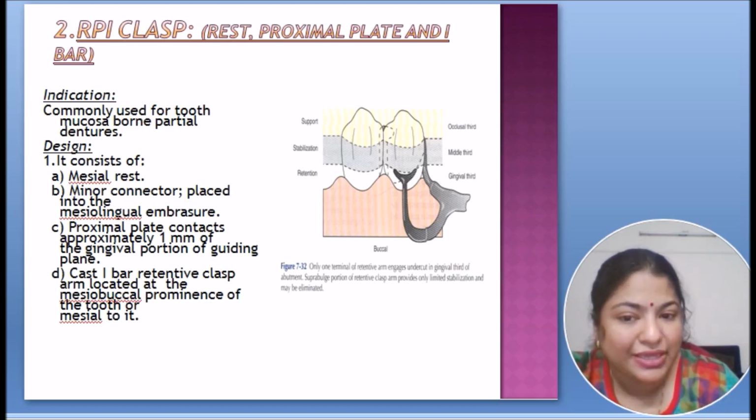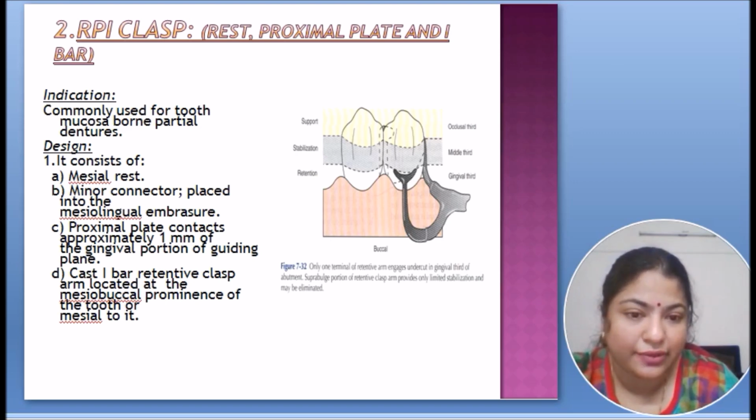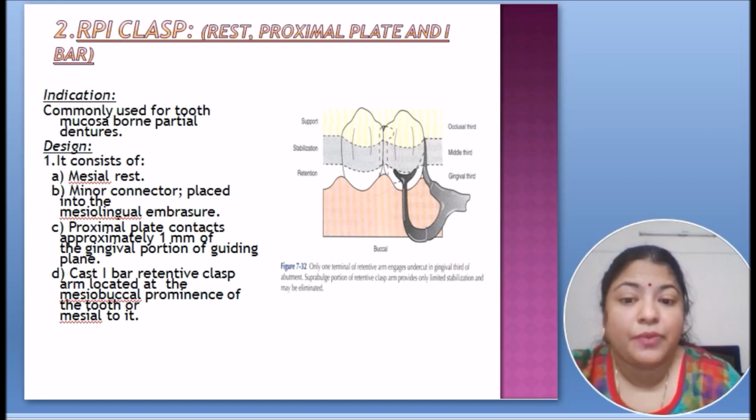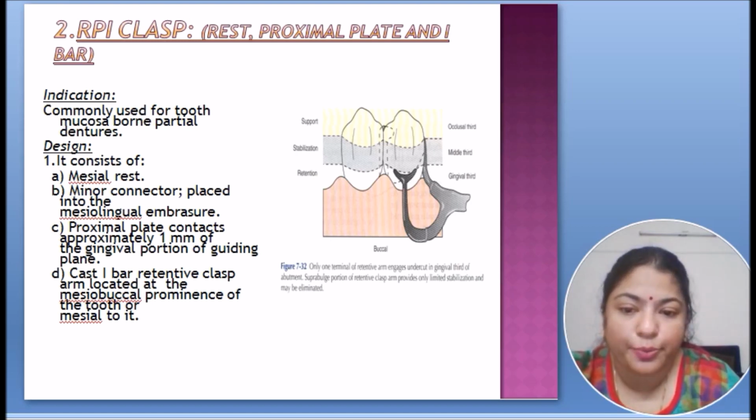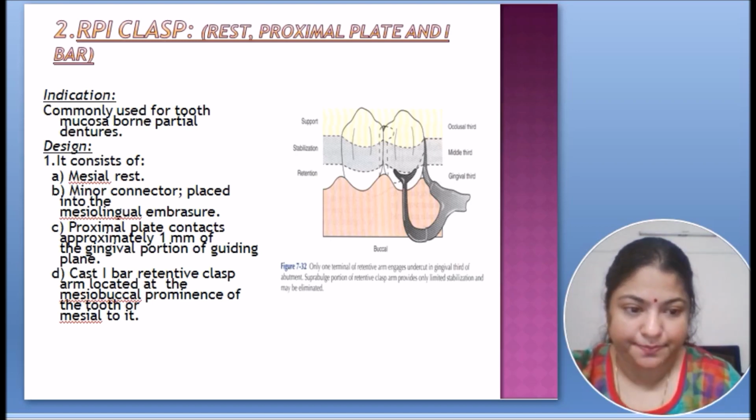It consists of a mesial rest, a minor connector placed into the mesiolingual embrasure, and a proximal plate which contacts approximately 1 mm of the gingival portion of the guiding plane, and a cast I bar retentive clasp arm located at the mesiobuccal prominence of the tooth or mesial to it.